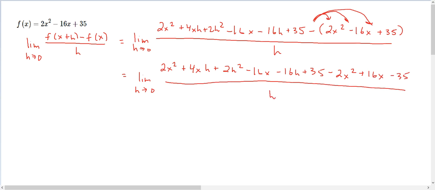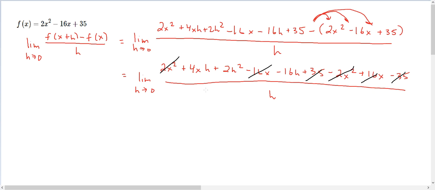Now, if you notice, we can begin to cancel out some terms. So we have this positive 2x squared. That's going to cancel out with this negative 2x squared we have over here. We have a minus 16x. That's going to cancel out with a plus 16x we have over here. We have a plus 35. That's going to cancel with a minus 35 that we have over here. And that's pretty much all we can cancel.